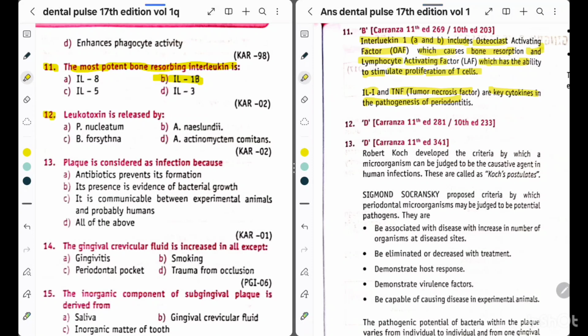Question 12. Leukotoxin is released by. The answer is option D, Aggregatibacter actinomycetemcomitans. Leukotoxin is released by A. actinomycetemcomitans.